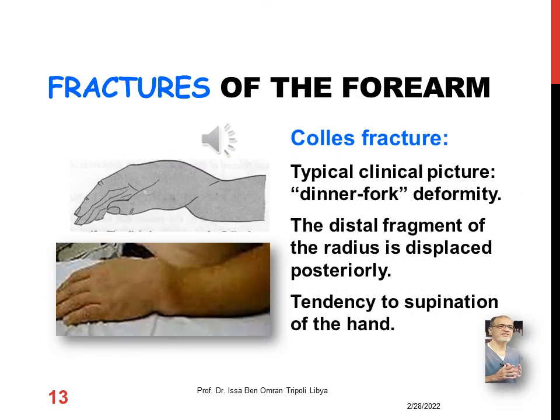As you see here, in this case there is a typical clinical picture, what we call dinner fork deformity. The distal fragment of the radius is displaced posteriorly, with a tendency to supination of the hand. It's a typical deformity of Colles fracture.